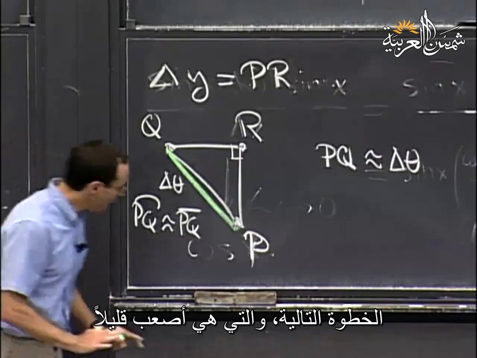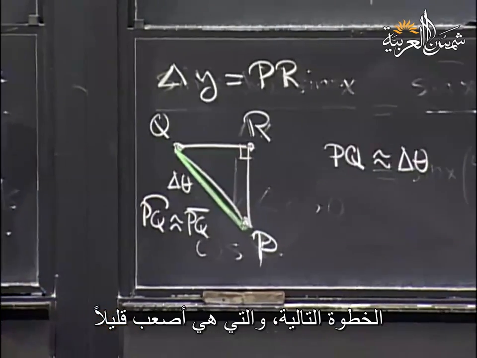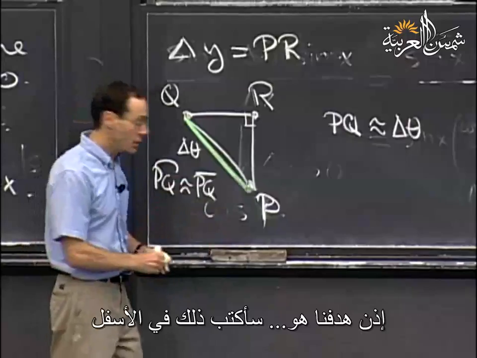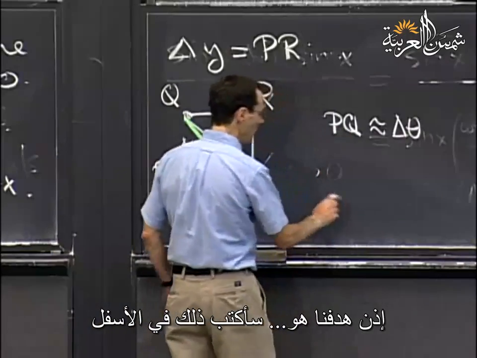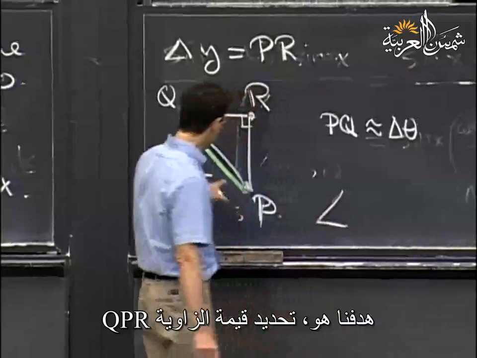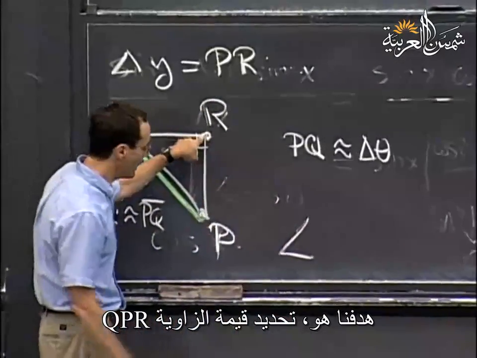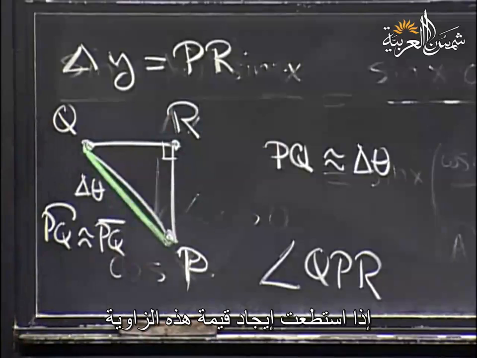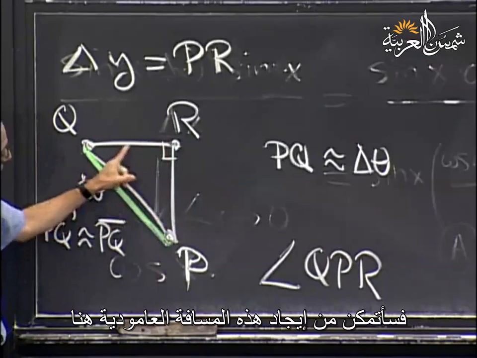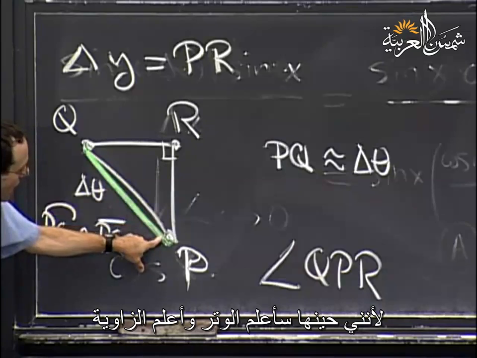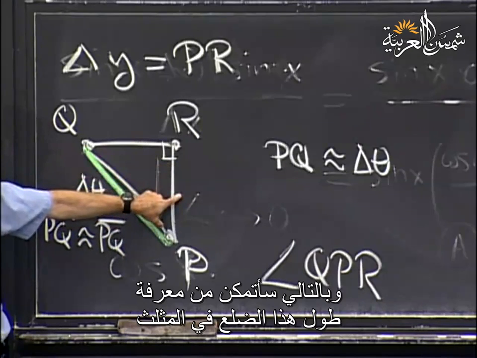Now, the second step, which is a little trickier, is that we have to work out what this angle is. So our goal, and I'm going to put it one step below because I'm going to put the geometric reasoning in between, is I need to figure out what the angle QPR is. If I can figure out what this angle is, then I'll be able to figure out what this vertical distance is, because I'll know the hypotenuse and I'll know the angle, so I'll be able to figure out what the side of the triangle is.